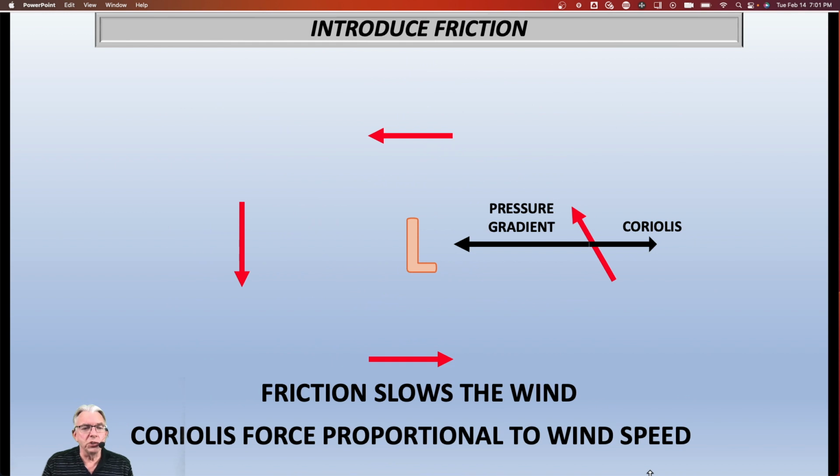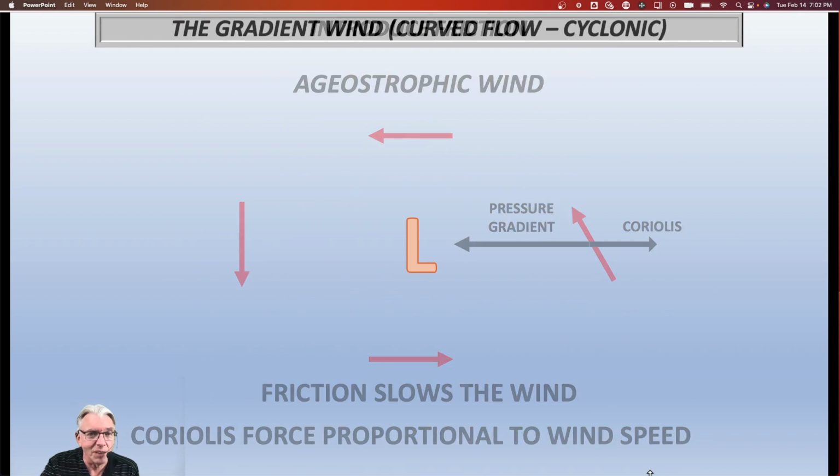Okay, so in this situation, when you look at a weather map, the winds don't usually blow exactly parallel to the isobars. They tend to cross the isobars toward lower pressure, on average at about maybe a 30-degree angle, okay? And so this is then called an ageostrophic wind because the winds are no longer in balance between the pressure gradient force and the Coriolis force. Friction has come along and messed that up, all right?